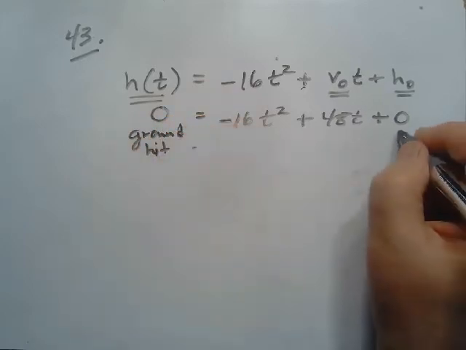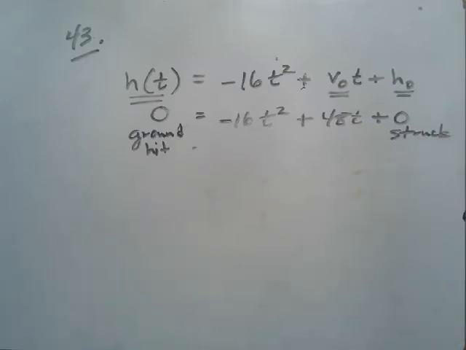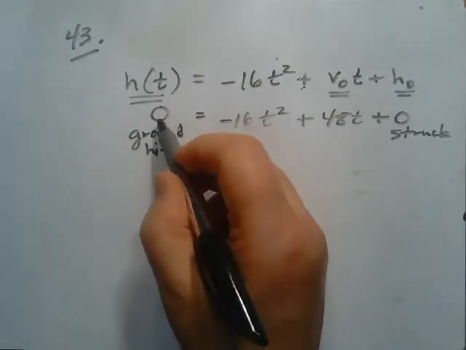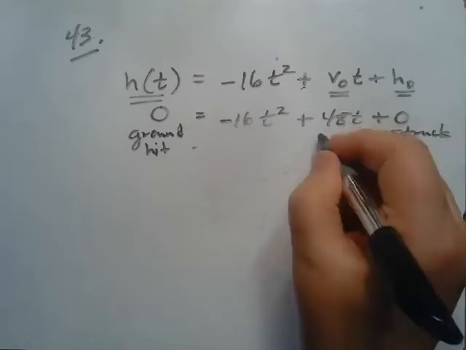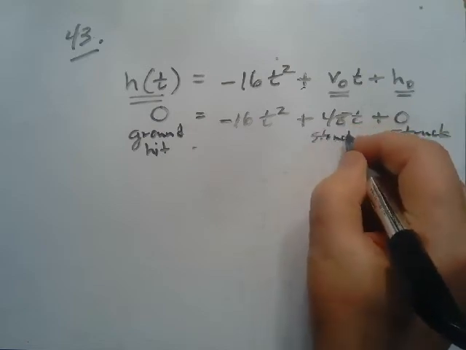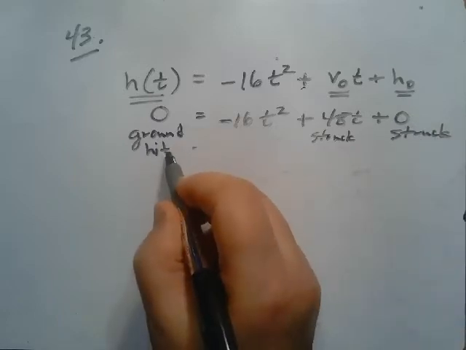Okay, and over here is when it is struck by the tennis racket. Okay, hits the ground, the height is 0. Struck, it was at the ground. Okay, it was struck here too. And this is the speed when it was struck. This is the height when it was struck. This is when it hit the ground.